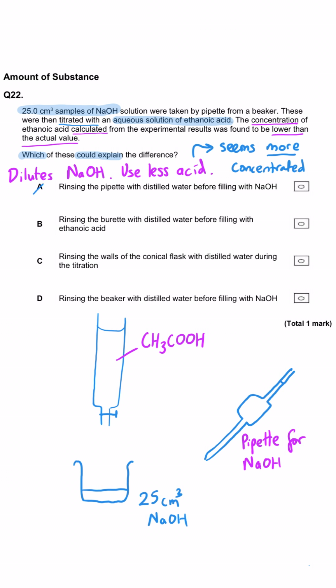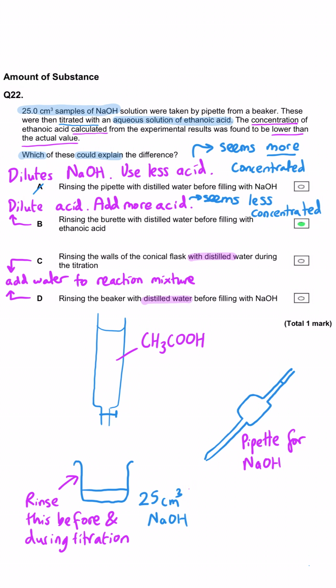B, rinsing the burette with distilled water before filling with ethanoic acid. Well, that would mean that the ethanoic acid would be diluted in the process, and so we would add more of it than we should really need to if it was its actual concentration. And so this would make us think that the concentration was lower than it really was, and so B is the correct answer.